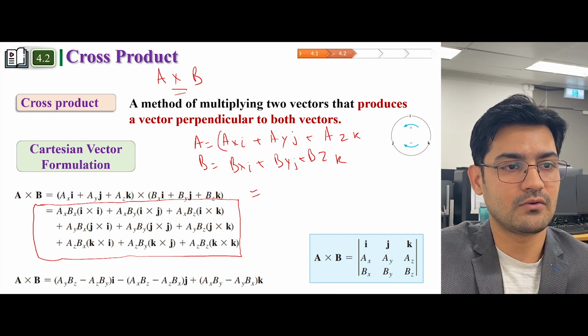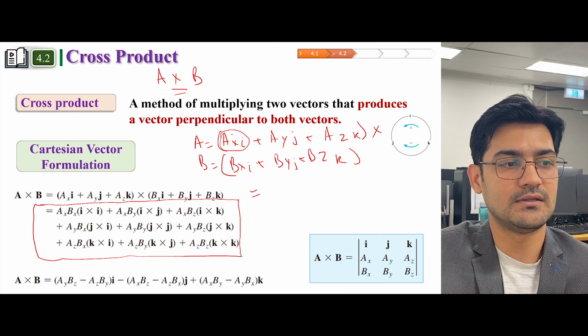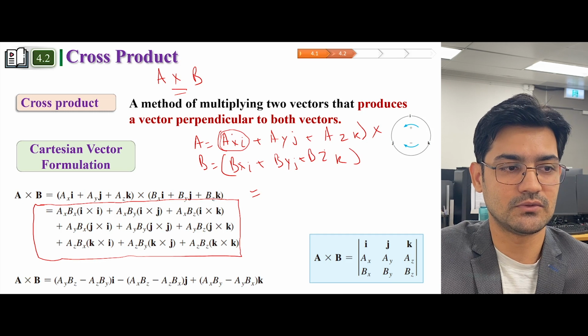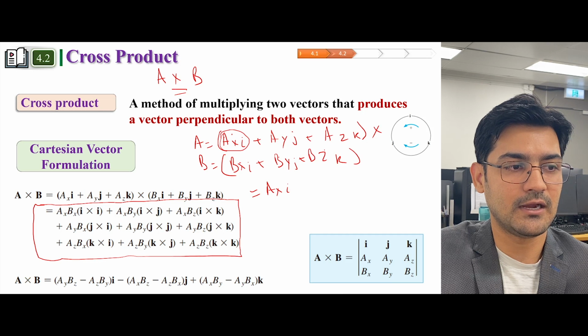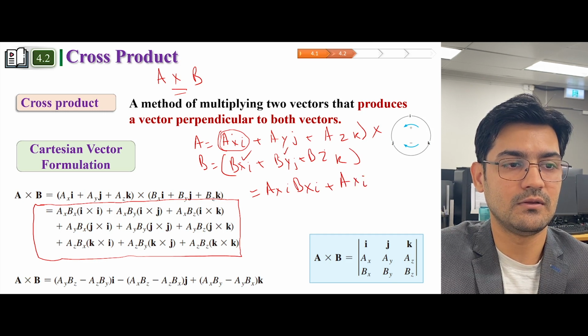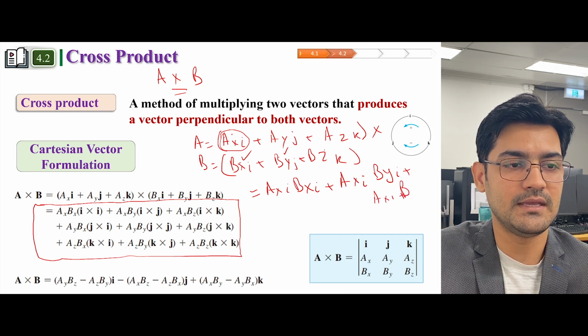Now how to do the cross product? If we are going to do the cross product of these two vectors, we have to multiply this with this and this. So AXi would be multiplied with BXi, plus AXi would be multiplied with BYj, and again AXi would be multiplied by BZk.